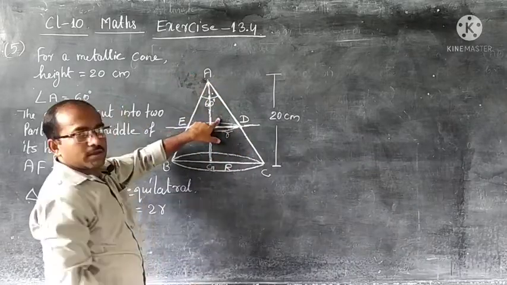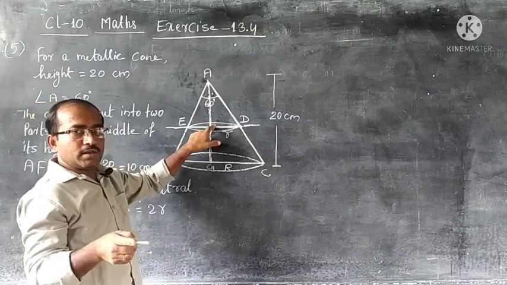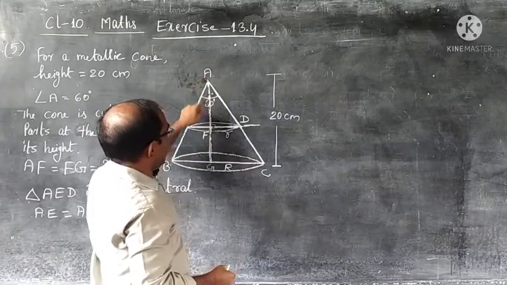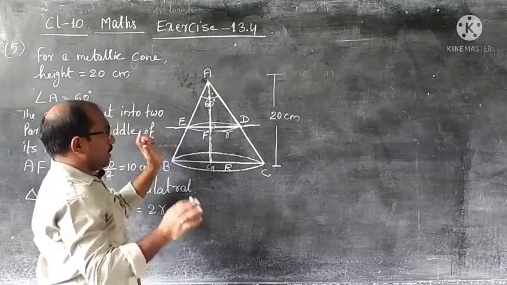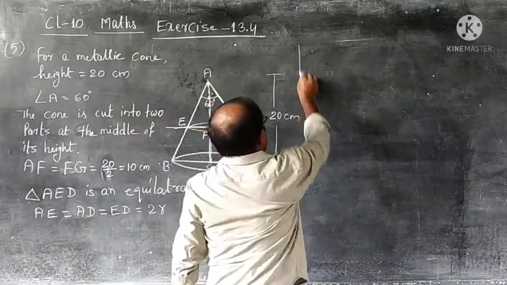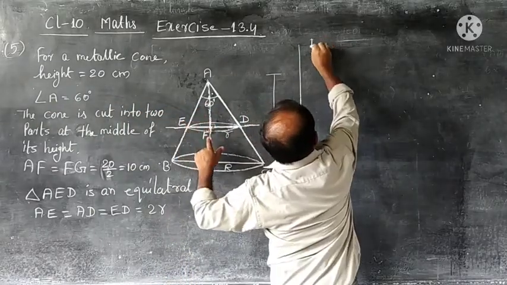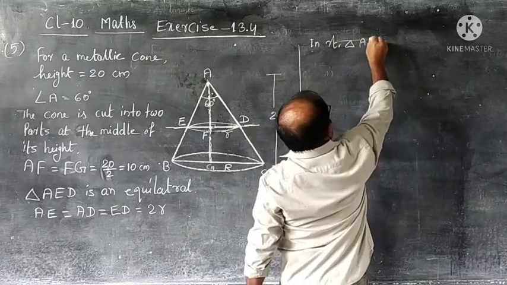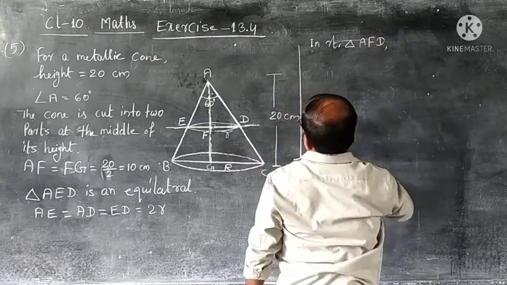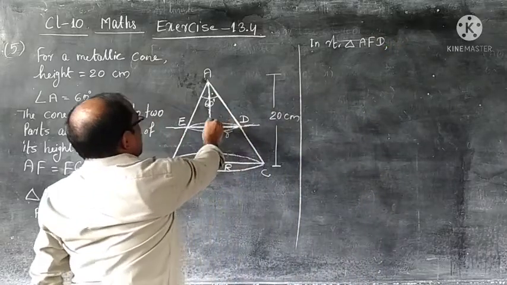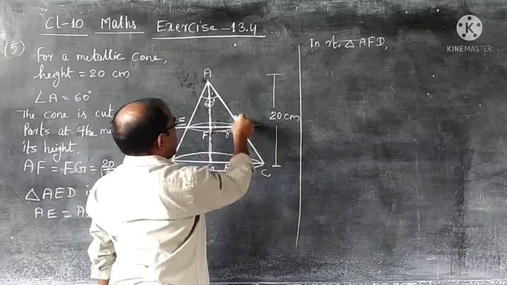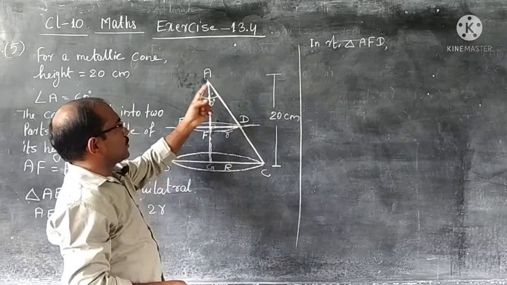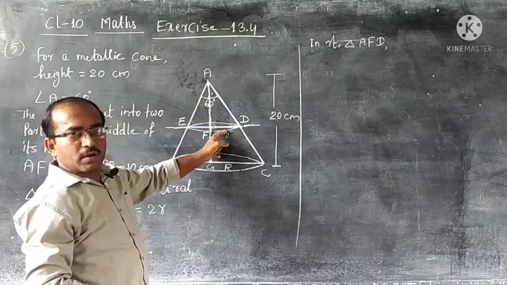Now let us come to this triangle AFD. This is a right triangle because at the center a 90 degree angle is formed. I hope it is clear. So we will work now in triangle AFD or AFE, any triangle we can work. So we are starting our work in the right triangle AFD. What do we know? This is the perpendicular line, we call it height. This is the radius and this is the height. According to the Pythagoras theorem, hypotenuse square is equal to perpendicular square plus base square.